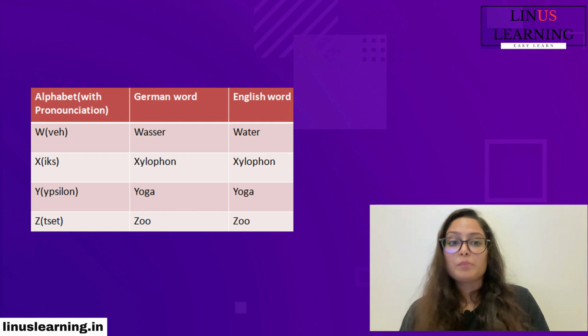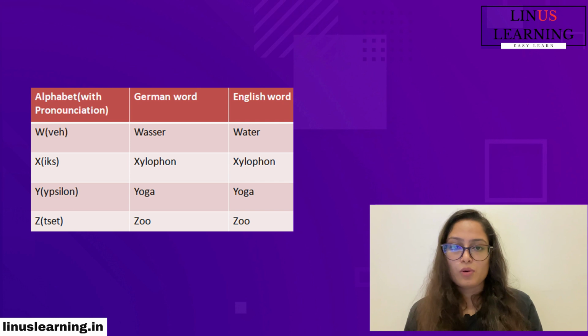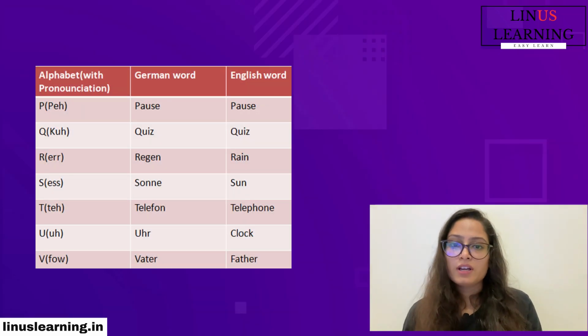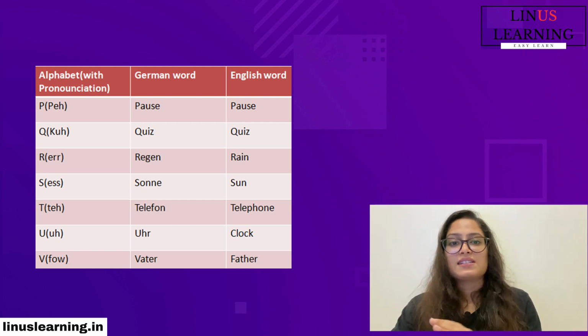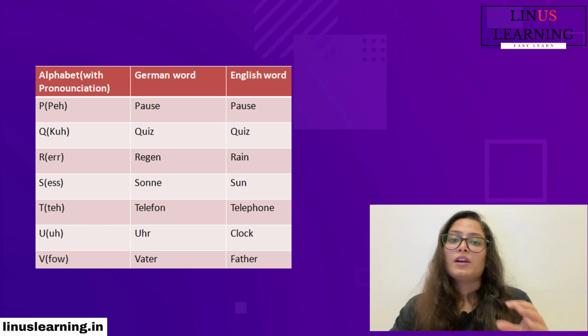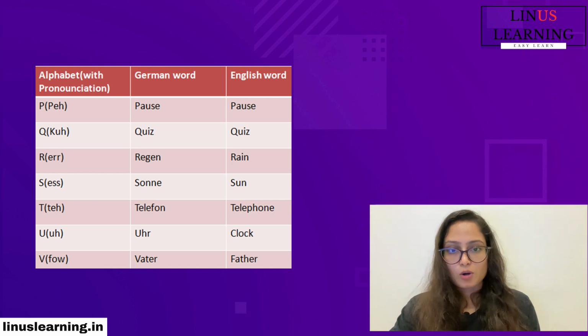One more thing to note here is that if I ask you the word sun, and what letter it starts with, you will say S. But if I ask you the whole word, then we say Sonne. In a word the pronunciation of the letter S becomes Z. Sun is Sonne in German, S-O-N-N-E.